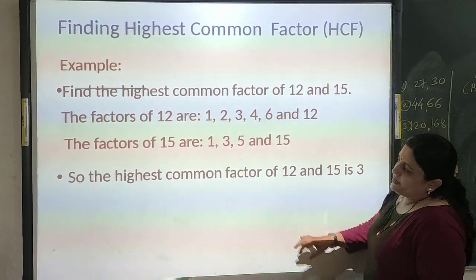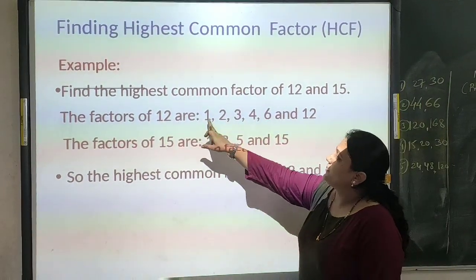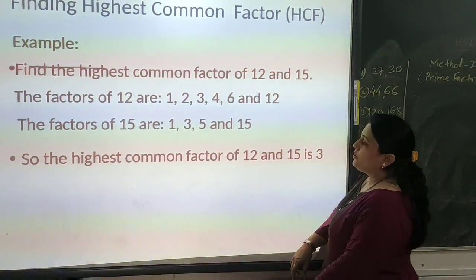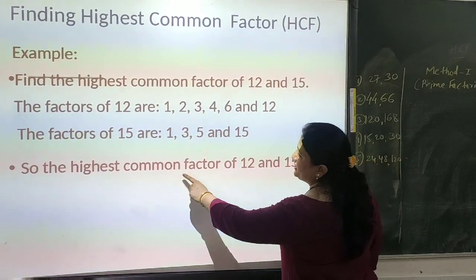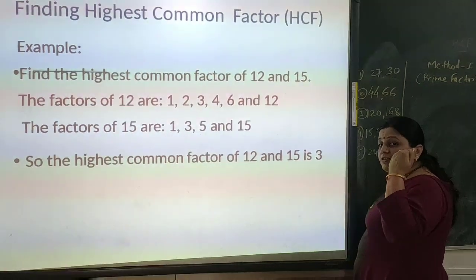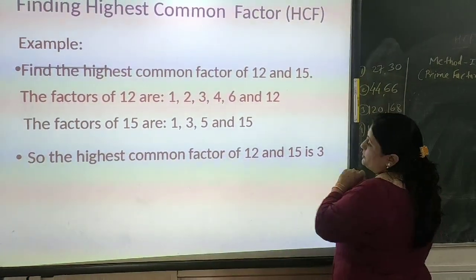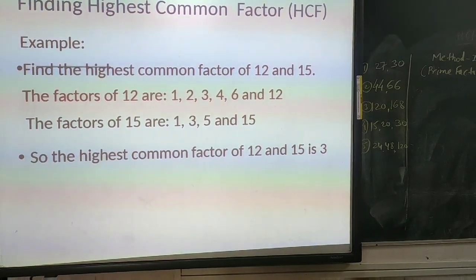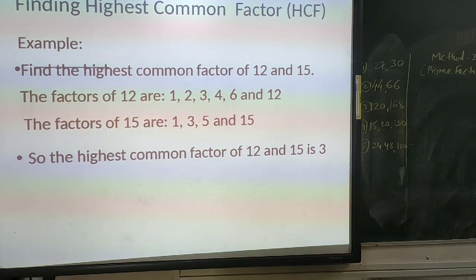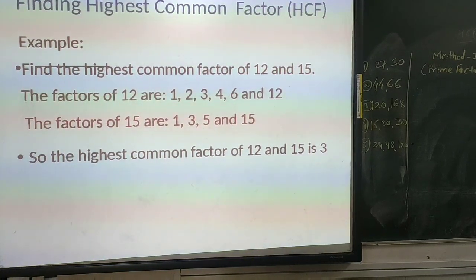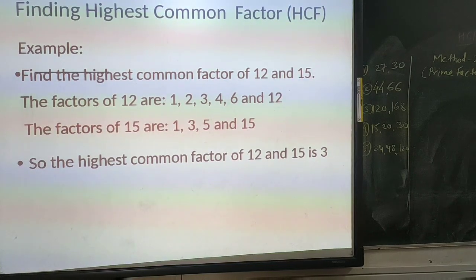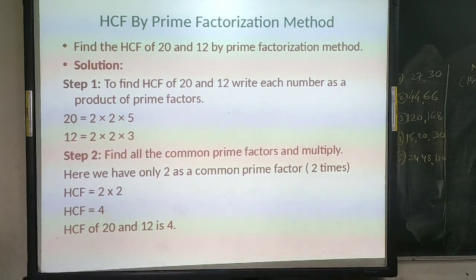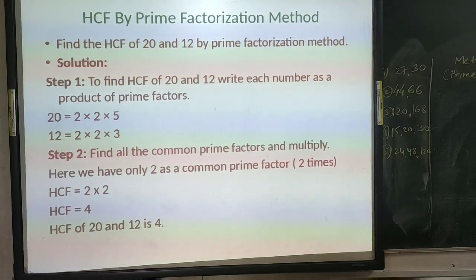So in these factors, which are the common factors? First 1 is common, then 3 is common. So in these two common factors, highest common factor means which is the biggest common factor, it is 3. So HCF of 12 and 15 is 3. So again here, it is not always possible to find out all the factors and then the HCF. So there are two easy methods to find out the HCF. The first method is prime factorization method and the second method is long division method.